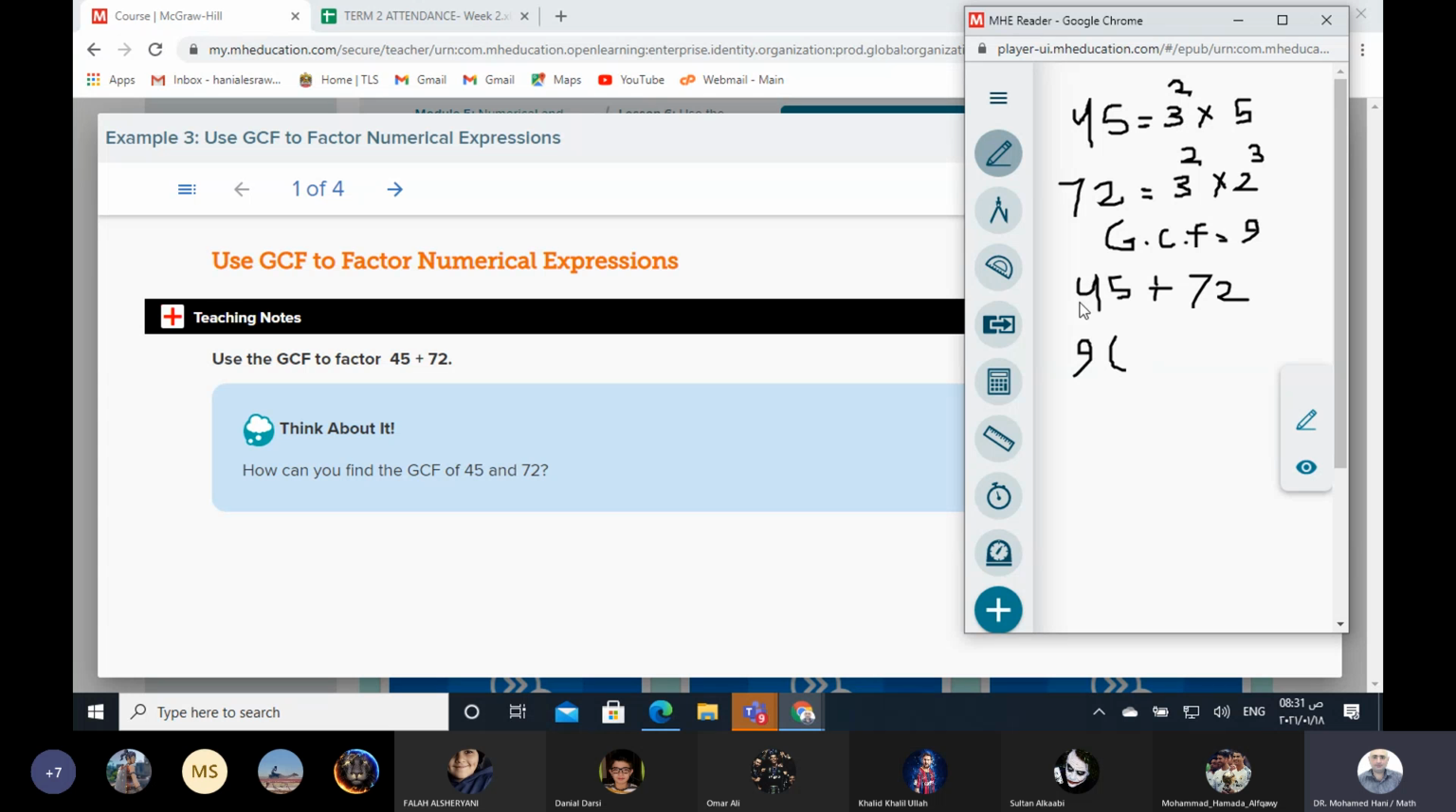Then take the first term, 45. 45 divided by 9 will be 5. Plus 72 divided by 9 will be 8. This is the meaning of factoring. As you see, it is the opposite of what? The distributive property.